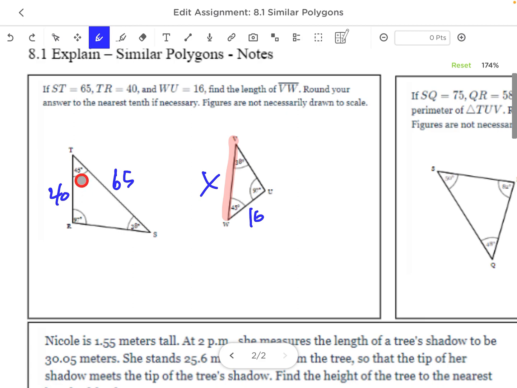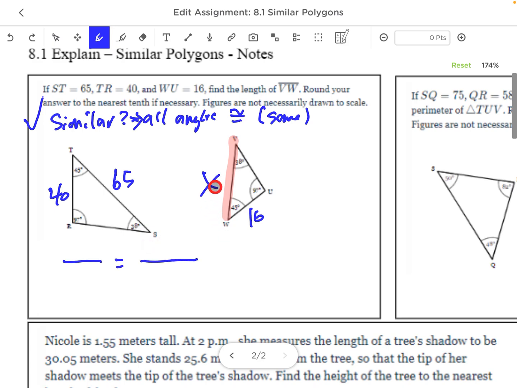Okay, so let's see. What do we know about these? We need to see, are they similar? Well, we would say that the angles are congruent, right, or the same. So let's check it out. We got 45, we got 45, we got 97, we got 97, we got 38, 38. So yes, it is similar. So that means we can set up a proportion to solve.